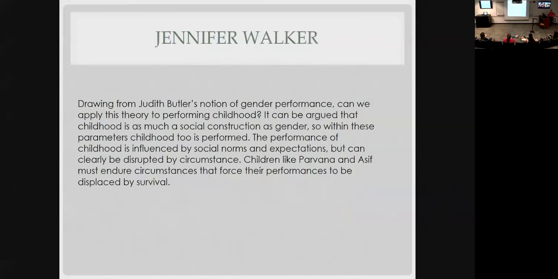Jennifer Walker, drawing from Judith Butler's notion of gender performance, asks: can we apply this theory to performing childhood? Because we act like childhood is this natural thing, right? It can be argued that childhood is as much a social construction as gender. So within these parameters, childhood too is performed. The performance of childhood is influenced by social norms and expectations, but can clearly be disrupted by circumstance. Children like Pravana and Asif must endure circumstances that force their performances to be displaced by survival. Oh, I like that.